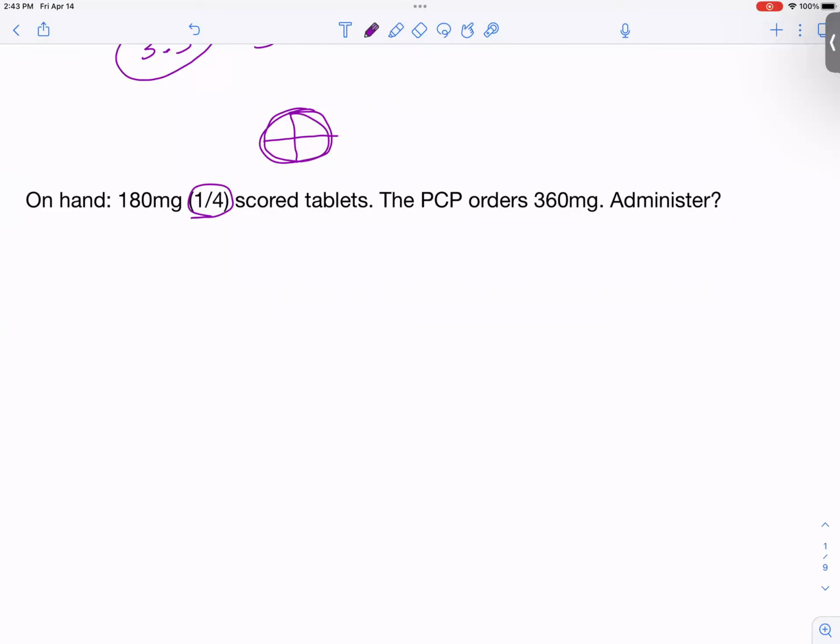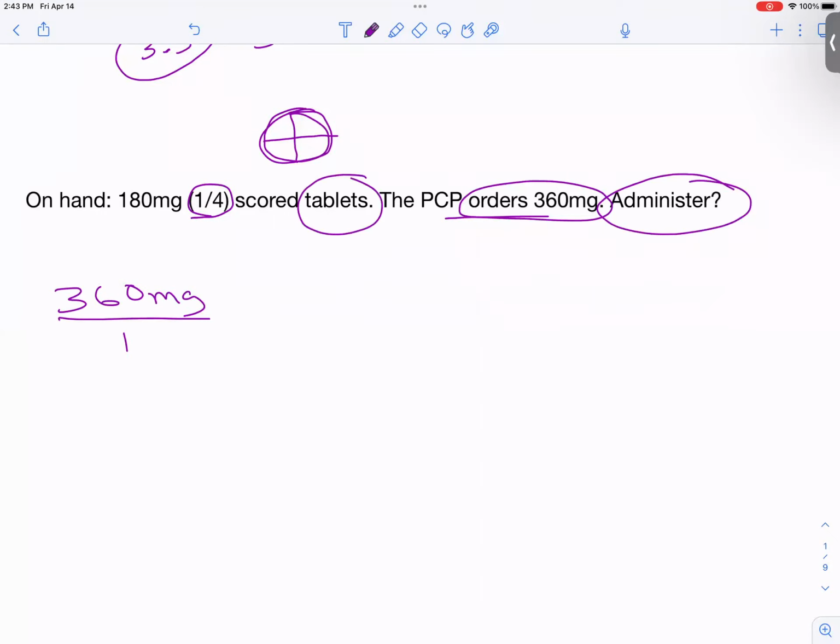So the doctor orders. You got to start with the order. So you have to look at it. You have to read your questions. All right. He orders 360 milligrams. Beautiful. What is my wanted? What am I going to give? What am I administering? Well, it only comes in tablets, so I have to give a tablet. So I put that over 1 because I need it in my numerator.